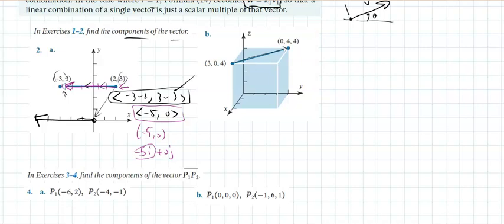So pretty much I picked that vector and I just moved it right there. That's what this does. And if I want this vector, I'll simply take end minus beginning: 0 minus 3, 4 minus 0, and 4 minus 4. So this vector, whatever you drop at its base, shifts it 3 units in the negative x direction, 4 units in the y direction, and 0 units in the z direction.